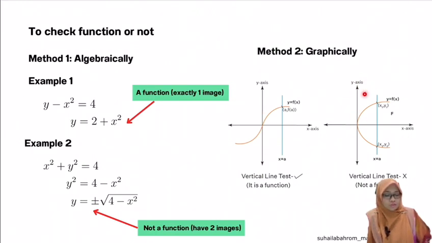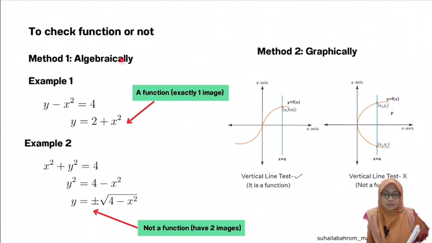And let's look at this one. When you draw the vertical line on this graph, the graph intersects at more than one point. So in other words, by using the vertical line test, this graph is not a function. This one, yes, it is a function because it intersects at most at one point. So that is the graphical method.